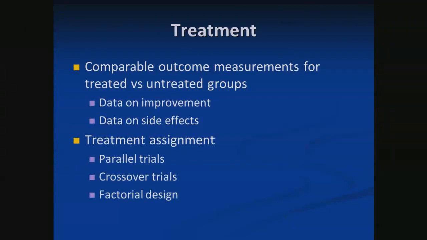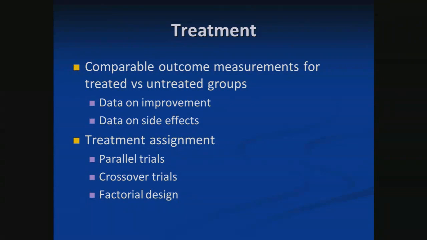Okay, so the final part of randomized clinical trials before we go on to observational is a talk about treatment. I mentioned that we want to make sure that we have comparable outcome measurements or monitoring measurements for both groups, or 4 groups or 6 groups, however many arms we have in this trial. We want to make sure they're comparable in terms of data on improvement and on side effects, as well as measurement.